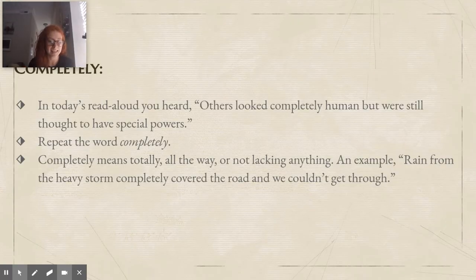All right. How about completely? In today's read aloud, you heard others looked completely human, but were still thought to have special powers. Say the word completely. Completely. Completely means totally, all the way, or not lacking anything. An example: rain from the heavy storm completely covered the road and we couldn't get through.